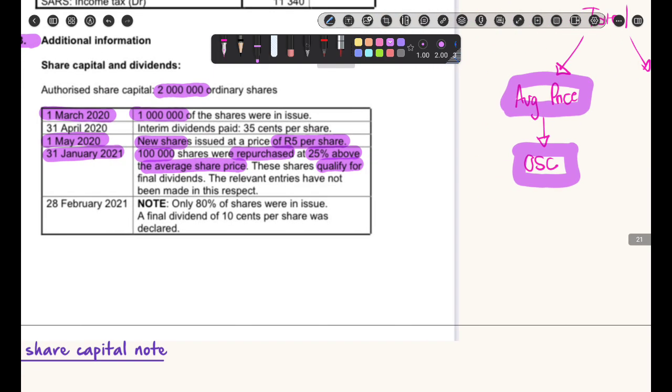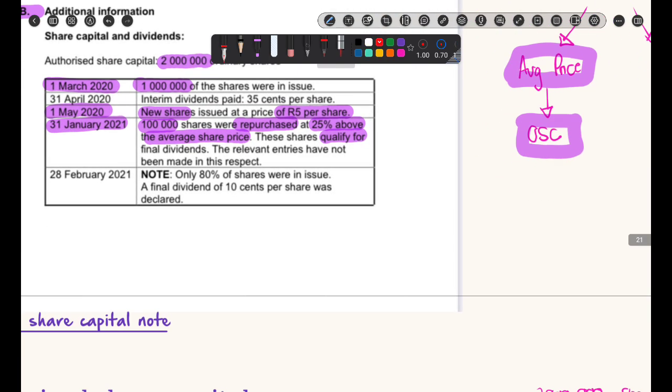So did they give me the average price in the question? They didn't. They told me that the shares were repurchased at 25% above the average share price. But I don't know what the average share price is, right? So let's just continue and see what else I can fill in, and then see if I can calculate the average share price based on the other information that I've been given.